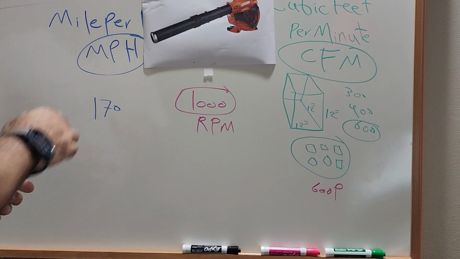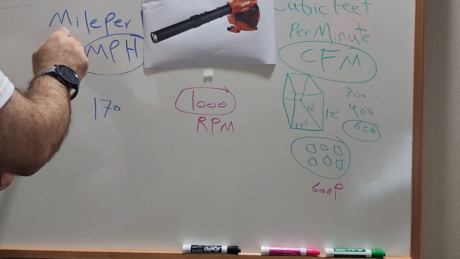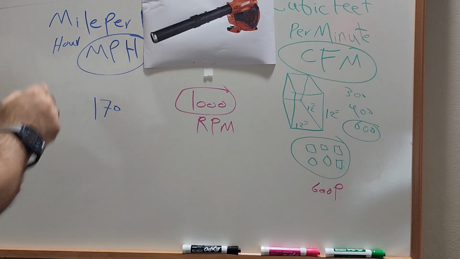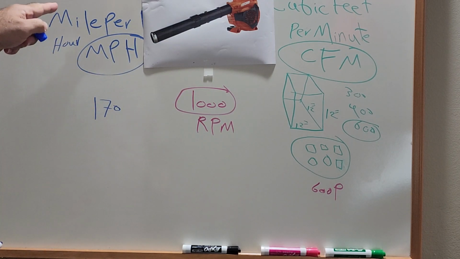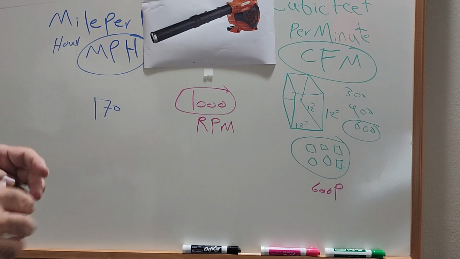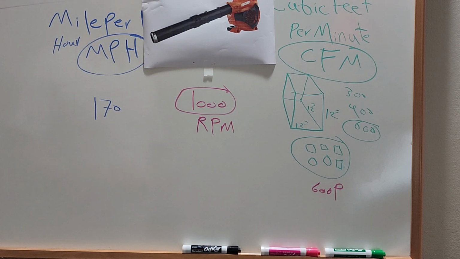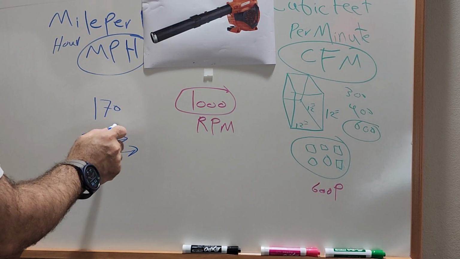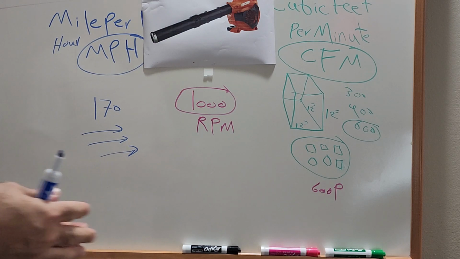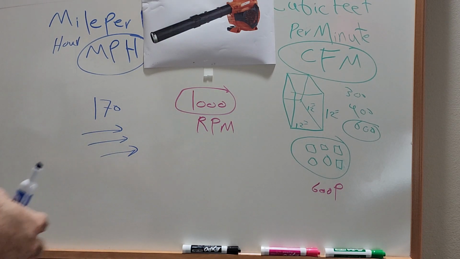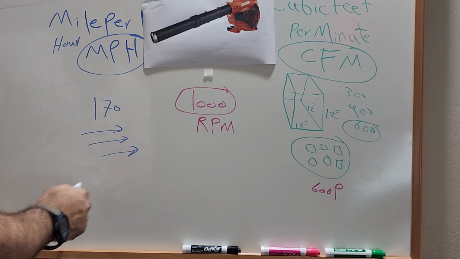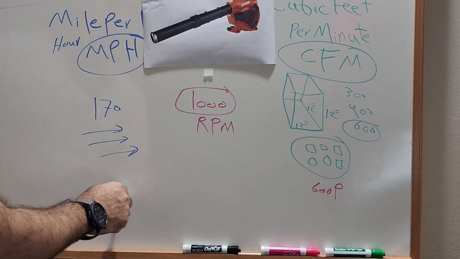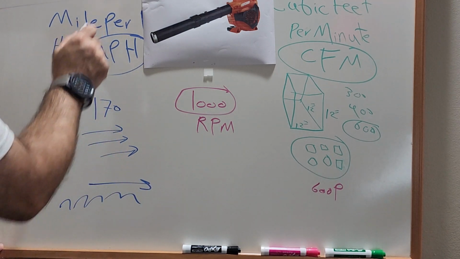So now let's talk about the meaning of mile per hour. Mile per hour is the speed itself, the wind speed. When we measure the wind speed, they say 20 miles per hour, 40 miles per hour. This is the speed of the air when we blow the leaves or anything or bushes in our garden, how fast it's running. This is the speed.